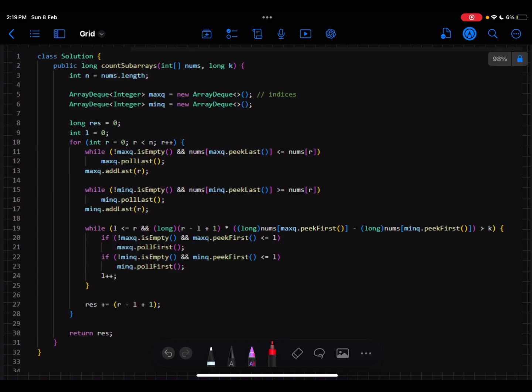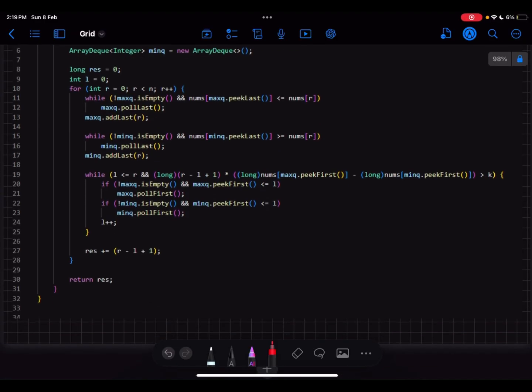Similarly, in min queue, while it is not empty and while we are getting a value greater than the current value at r, we keep on removing it. As soon as we reach a smaller value, we stop and we add the index r. This makes sure our min DQ is strictly increasing.